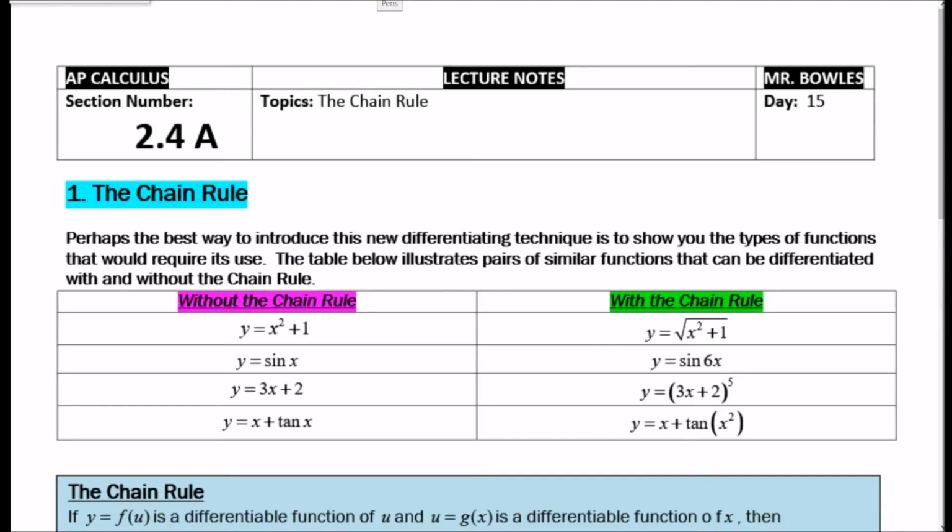Welcome to section 2.4 of the chain rule. In this section, we're going to talk about how to take the derivative of composite functions.